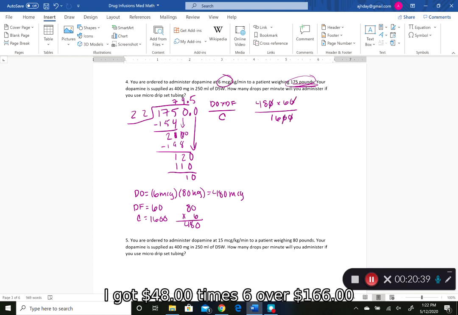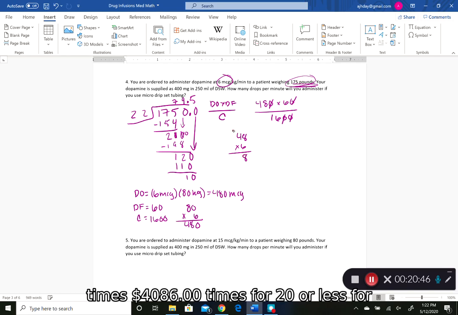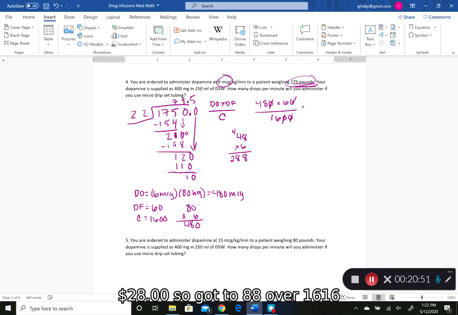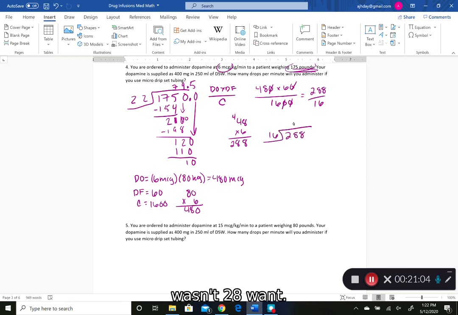So I got 48 times 6 over 16. 6 times 8 is 48. 6 times 4 is 24, plus 4 is 28. So I've got 288 over 16. Sixteen goes into 28 once. 8 minus 6 is 2. 2 minus 1.